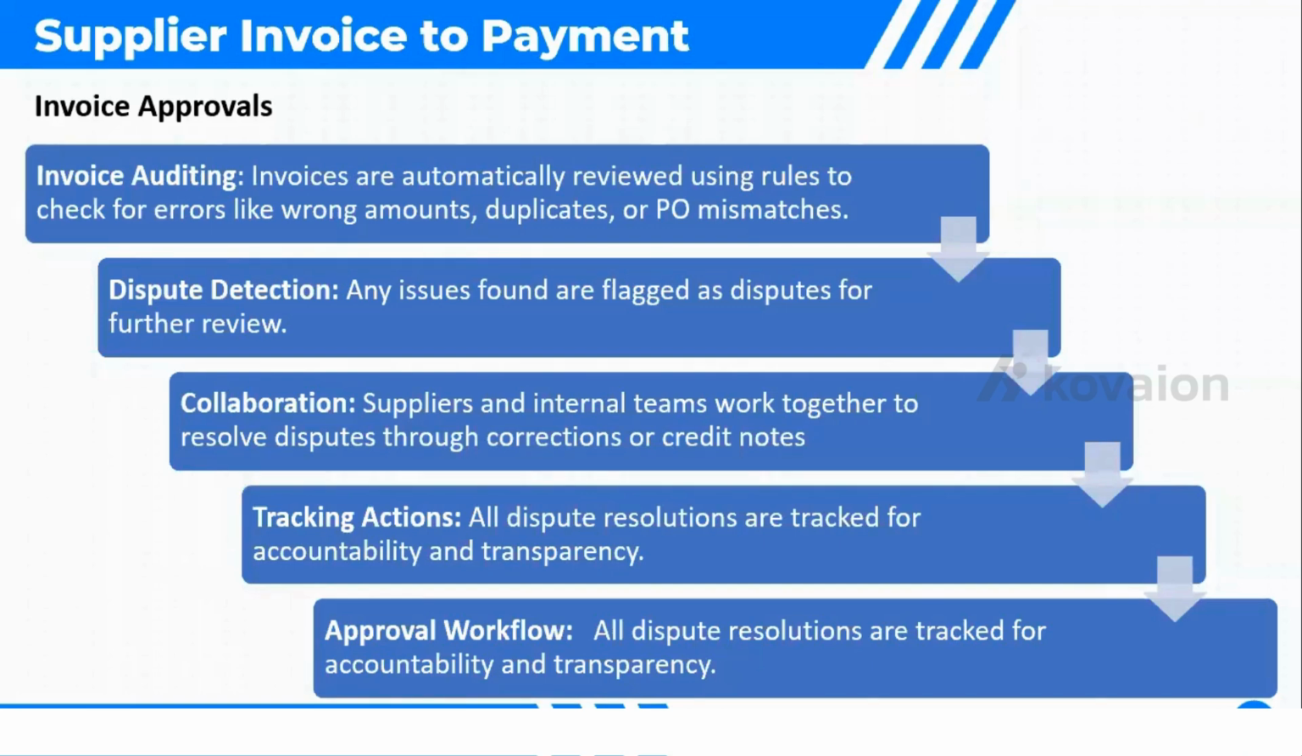adjustments or credit notes. All actions are tracked for accountability, and once all the disputes are resolved, the invoice proceeds through an automated approval workflow based upon predefined rules, which can be serial or parallel. Approval groups or user-defined role approval groups can be configured according to the need, at the supplier level and for the user who is creating the supplier. We can configure that also in the invoice approvals.